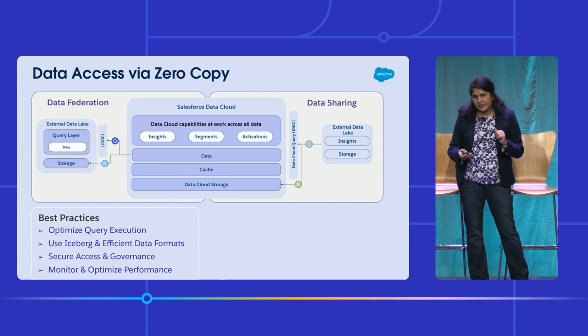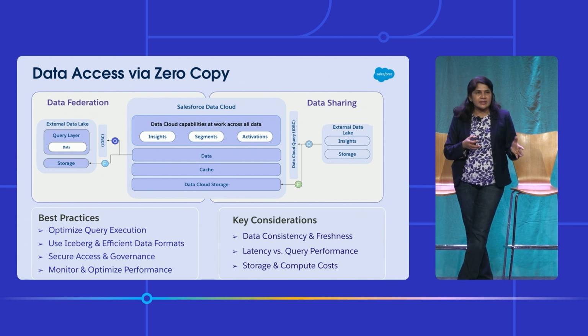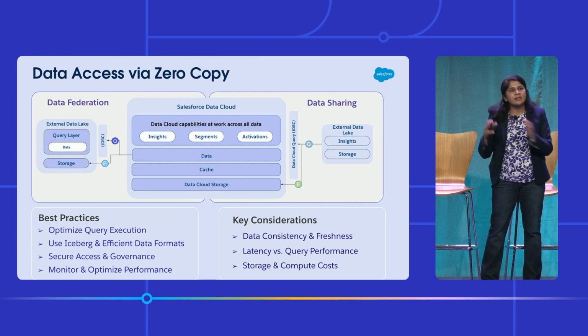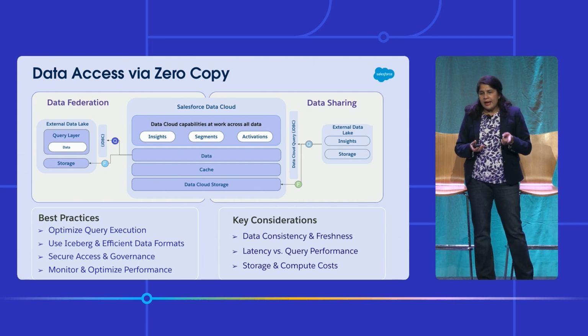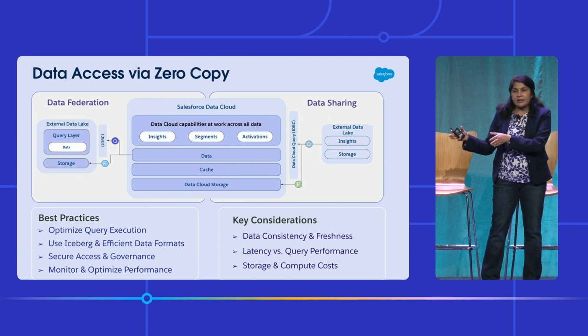And by having the right constraints there. Key considerations here are basically data consistency and freshness, because data doesn't get replicated. You have the freshest data. It's as fresh as the data that is sitting in your data lake or the other systems. And storage and compute cost, because it will be all on the data provider side, not the data cloud side. So that is something else to keep in mind as well.